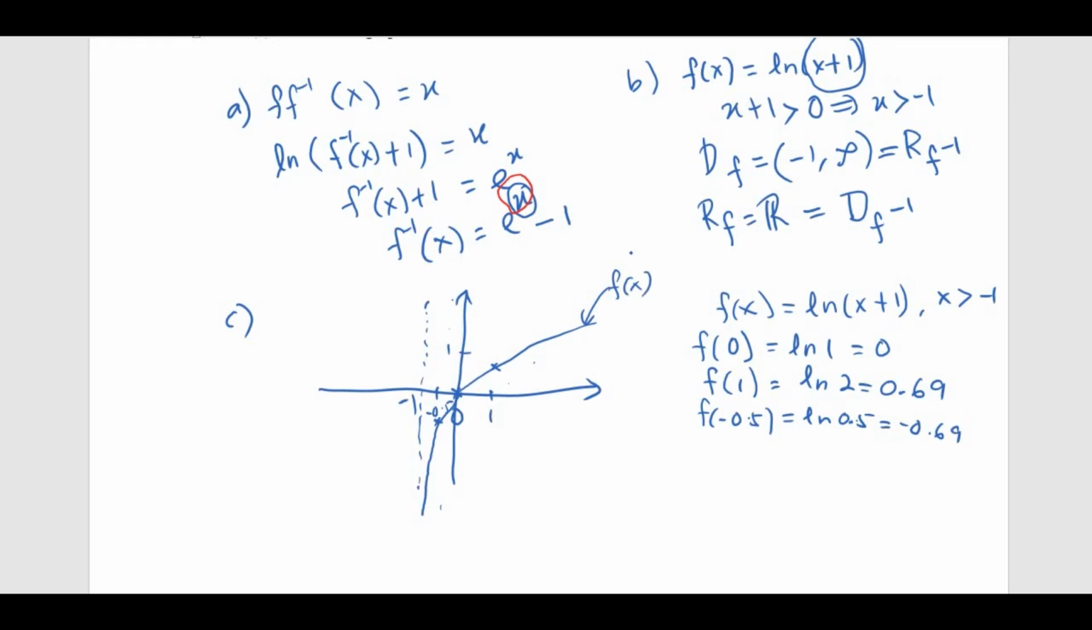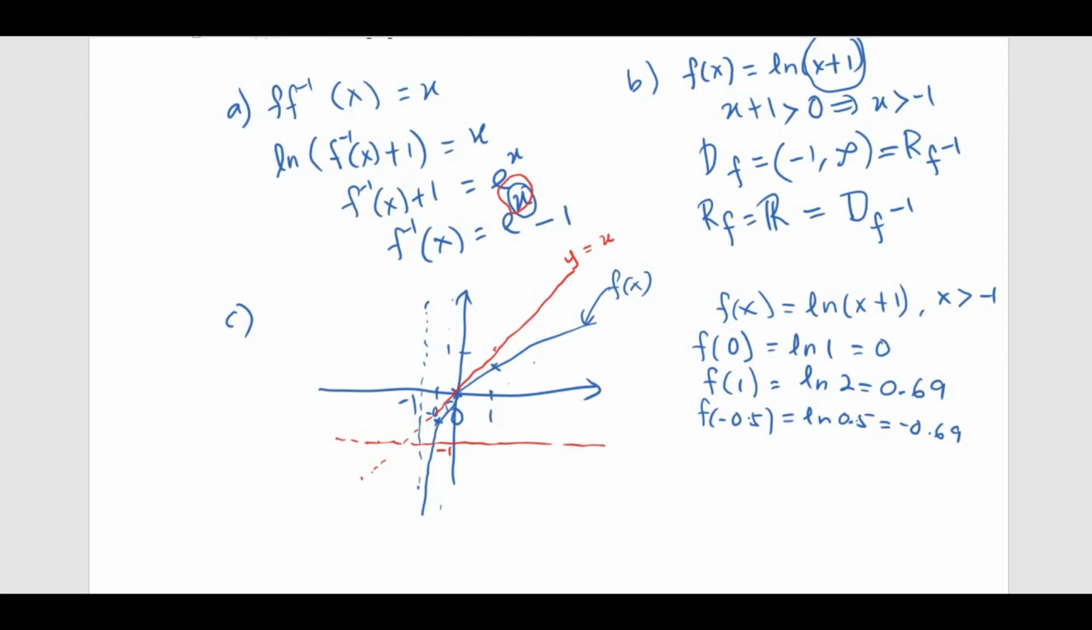Okay, now we want to sketch the graph of f inverse. So you know that f and f inverse will reflect on the line y equal to x. Okay, so let's say this is negative 1, and this is 1. Now you can draw the line of y equal to x. So this is y equal to x.